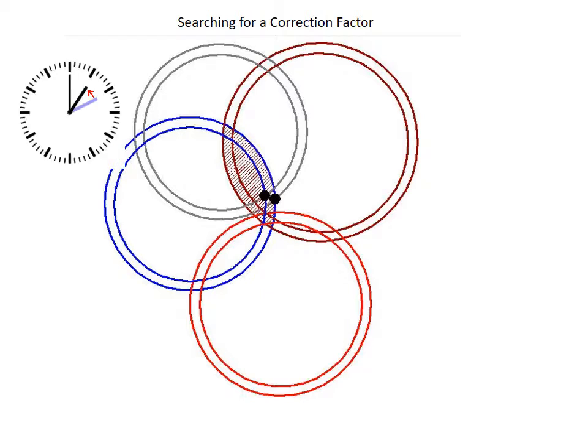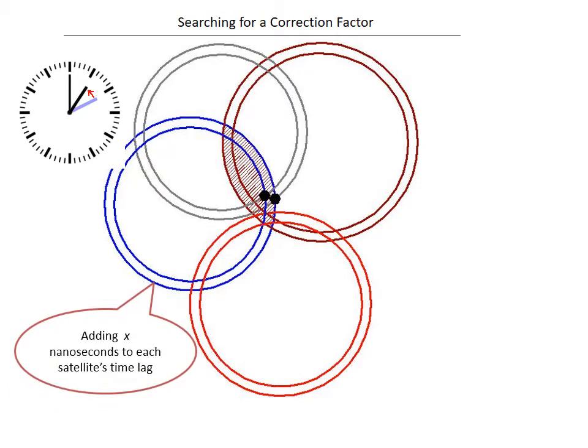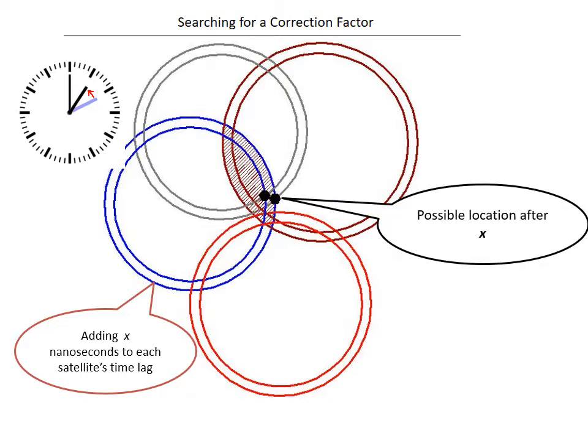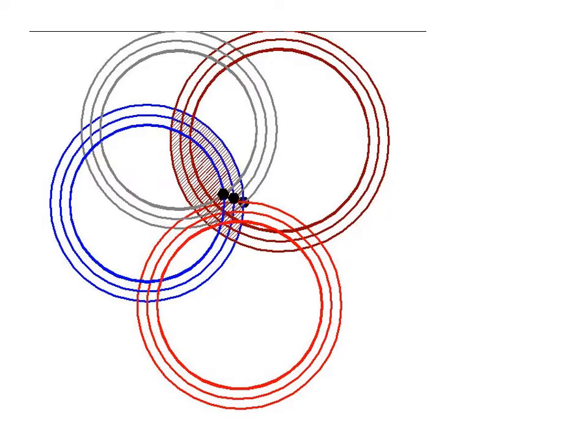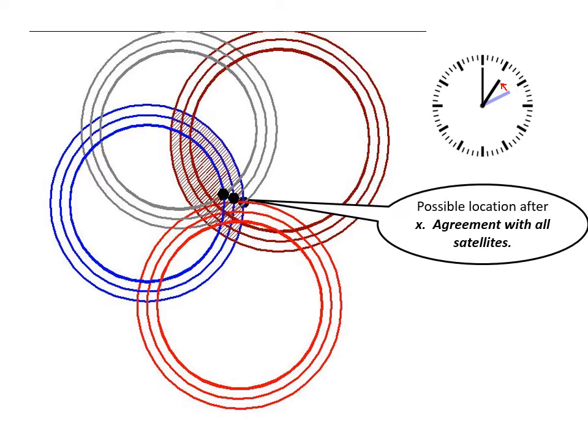So for this example, let's start turning back your GPS unit's clock. Turning back your GPS unit's clock a certain amount will add a corresponding distance to all of the possible location spheres' radii. Let's see if we can get alignment after this clock adjustment. No, not quite yet. Let's turn the clock back a little bit more. Now, we've got an agreement between all the 4 satellites.